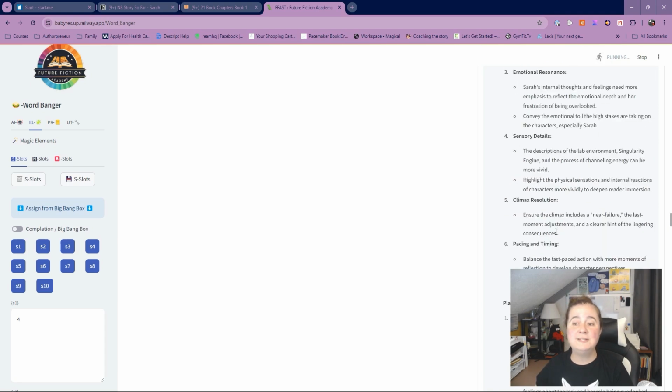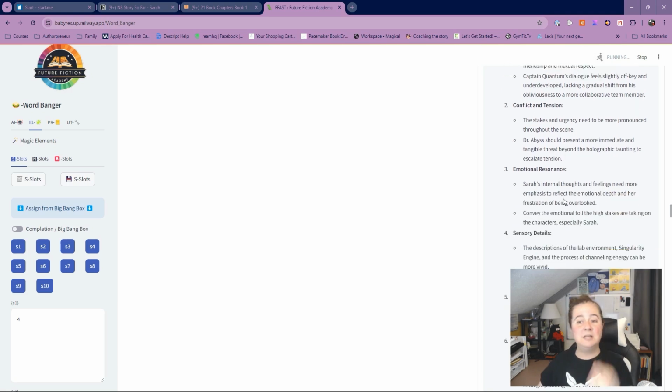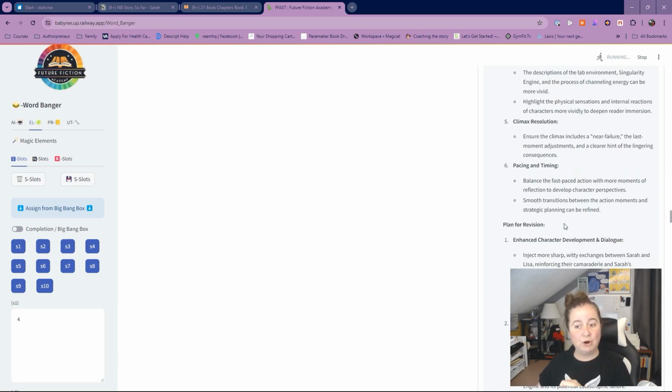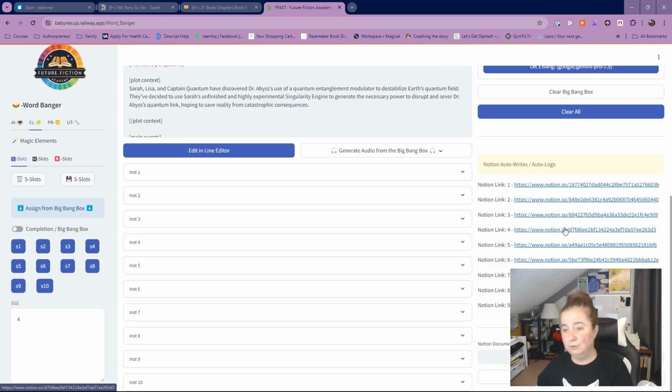And these are all things I suggested in the prompt to look at how the scene and the writing instructions matched and if there were any discrepancies, to make sure there was enough conflict and tension, emotional resonance, character arcs, character development. So it's looking at all of those. And it wrote while I was talking. So let's go take a look.